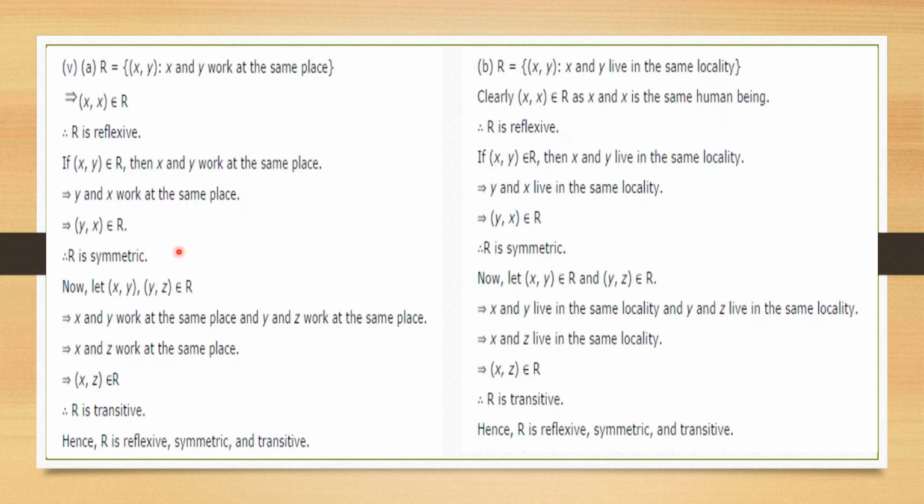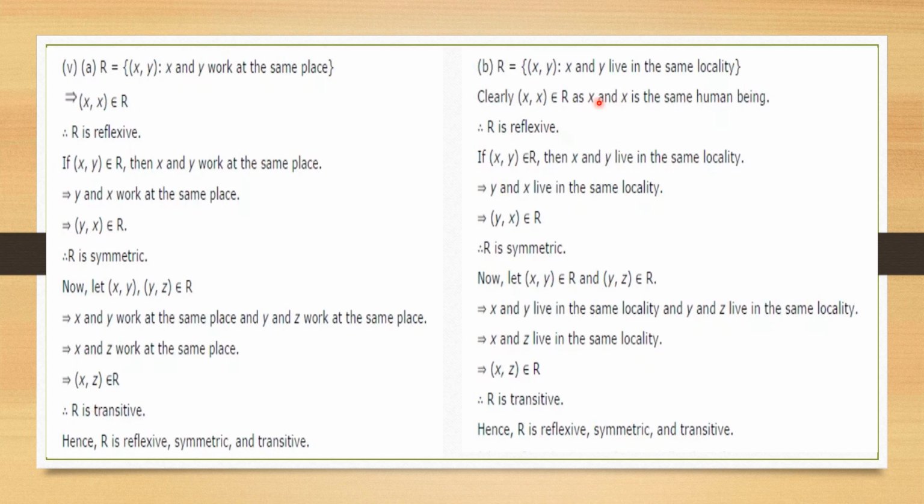So it becomes symmetric. Now let us take two pairs, xy and yz, belonging to R. x and y work at the same place. y and z work at the same place. What do you conclude? We conclude that x and z work at the same place. So xz belongs to R. That means R is transitive. Hence R is reflexive, symmetric and transitive.